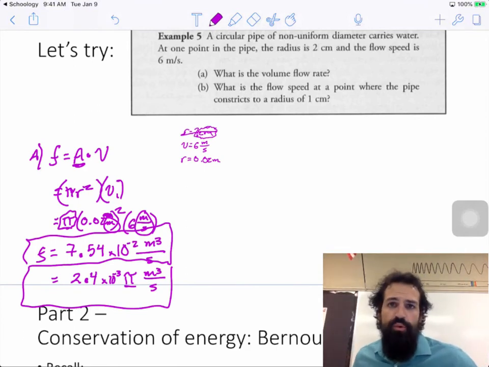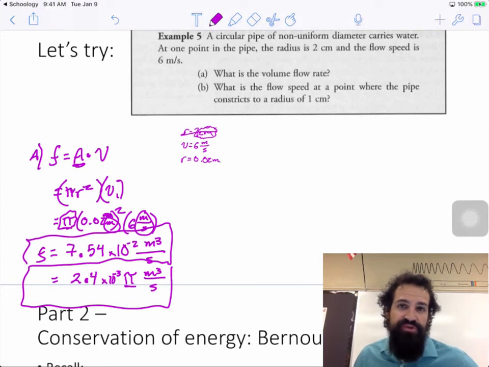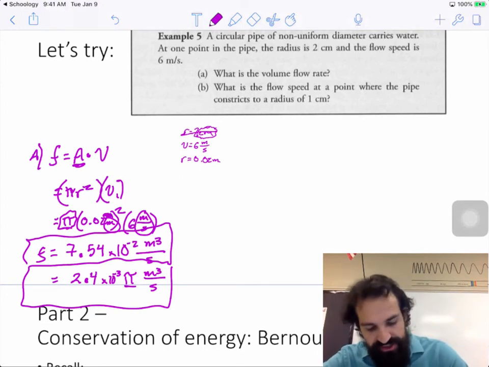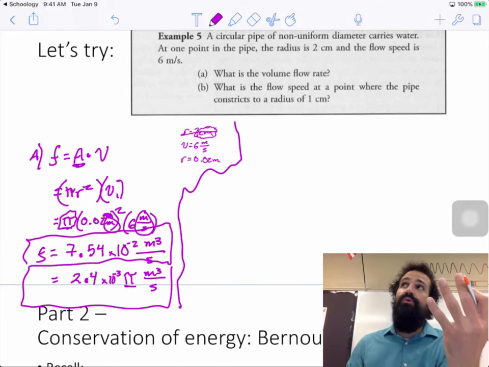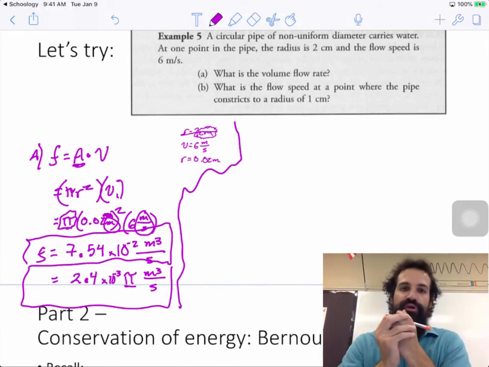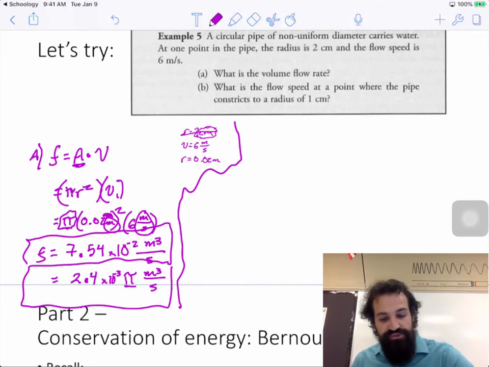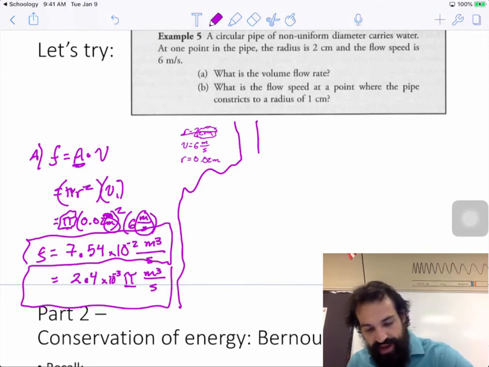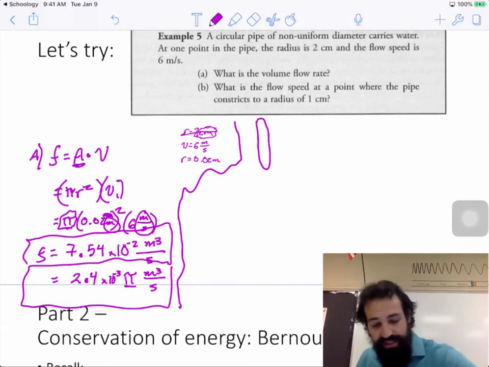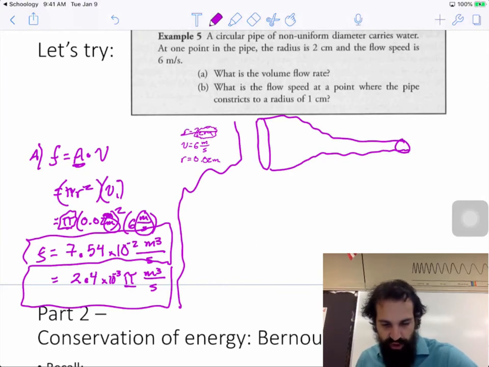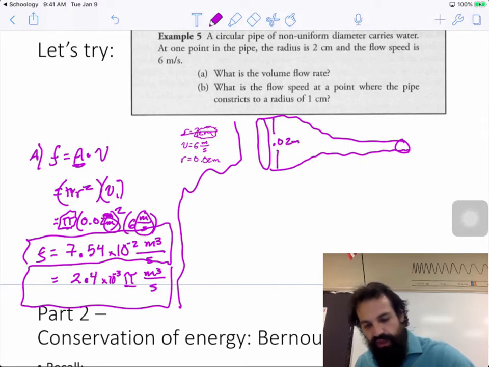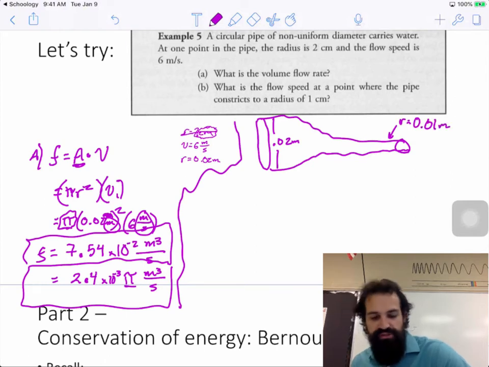Now B, what is the flow speed at a point where the pipe constricts down to 1 centimeter? Okay, so this is where that volume flow rate equation comes into play. We know the volume flow rate at any point in a pipe has to equal the volume flow rate at any other point in a pipe. So we've gone from 2 centimeters and we're going down to 1 centimeter. So actually my initial guess that the pipe got larger was incorrect. So I'm going to go and redraw my diagram. We've gone from a radius of 2 centimeters or 0.02 meters, and now we're going to an area where the radius equals 0.01 meters.